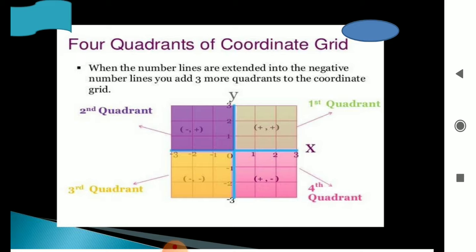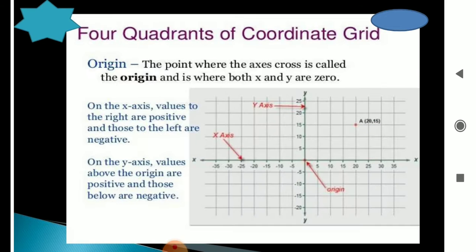In the first quadrant the sign is plus comma plus, meaning x is plus and y is also plus. Similarly in the second quadrant this is minus comma plus, meaning the x coordinate is negative and the y coordinate is positive. Then in the third quadrant both x and y coordinates are negative, and in the fourth quadrant the x coordinate is positive and the y coordinate is negative. Now the origin, this is a very important point.